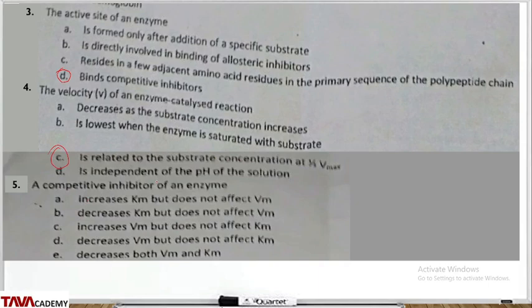A competitive inhibitor of an enzyme will do what? Increase Km but does not affect substrate. That's also correct. So it decreases Km but does not. This is wrong. It increases Vmax. That's wrong. It increases Km but does not affect the Vmax.